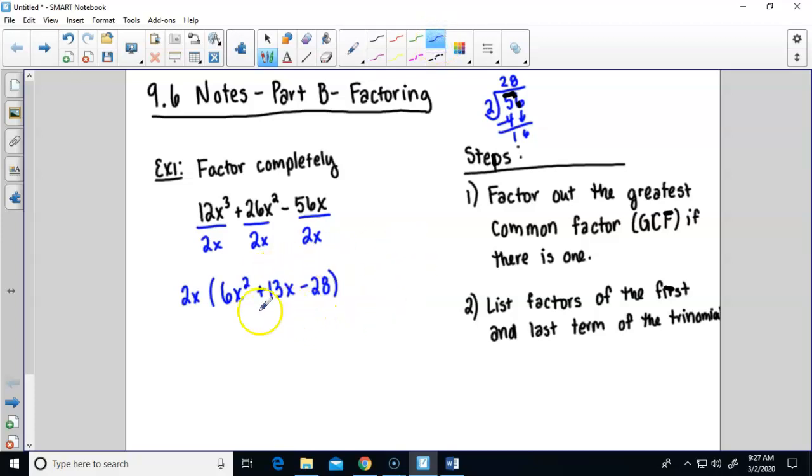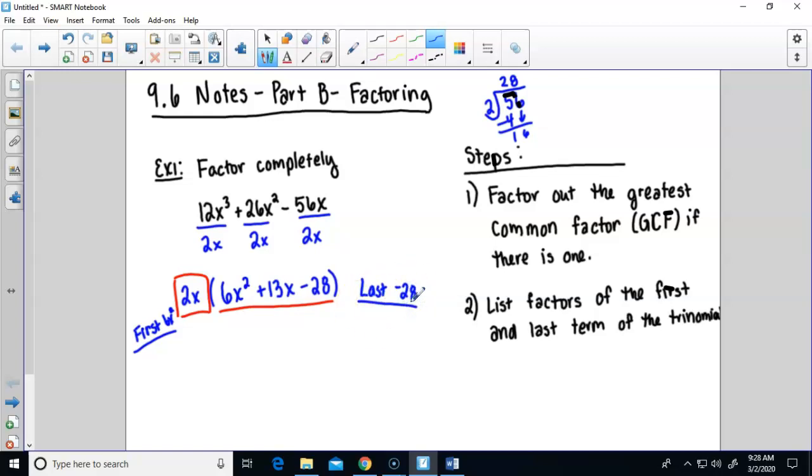Okay, so what we're doing here is we're looking at the trinomial only. This 2x is just going to sit out front. We're not going to do anything with it. So the trinomial only, we're going to look at the first term, which is 6x squared. And we're also going to look at our last term, which is negative 28.